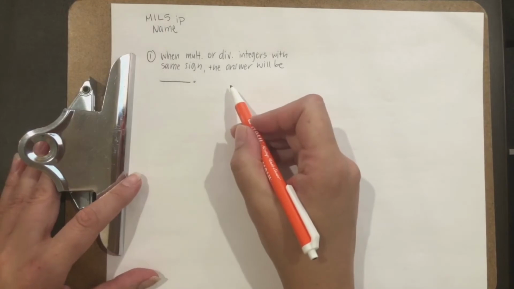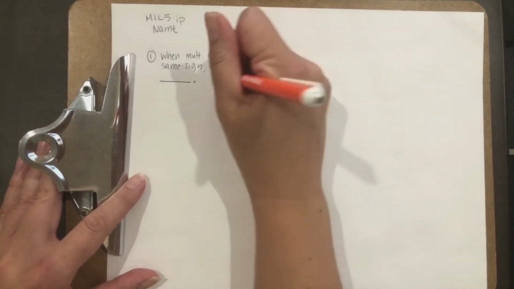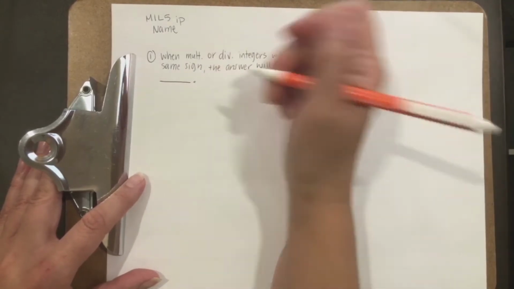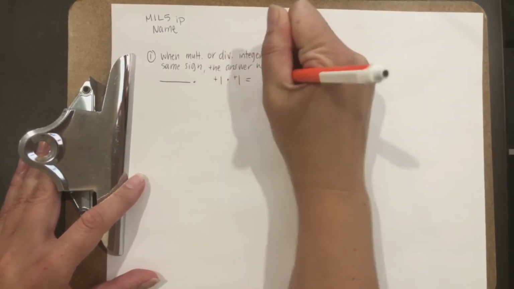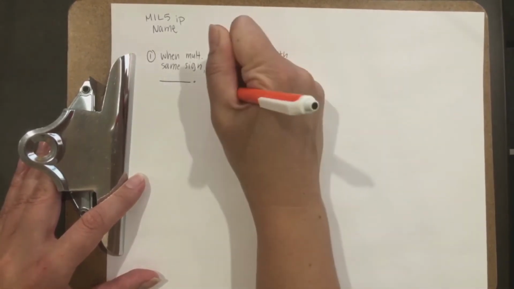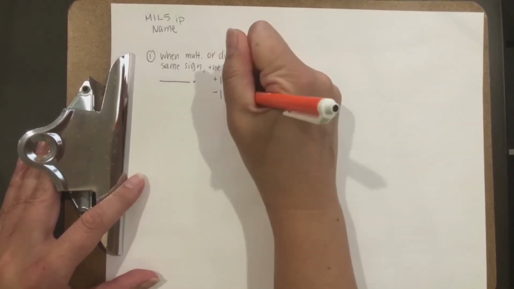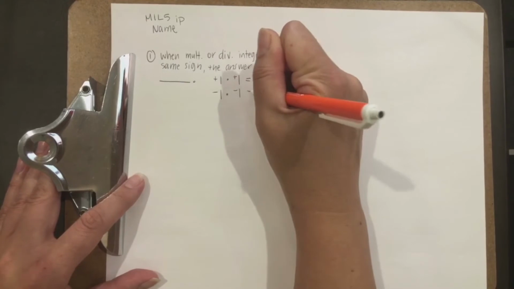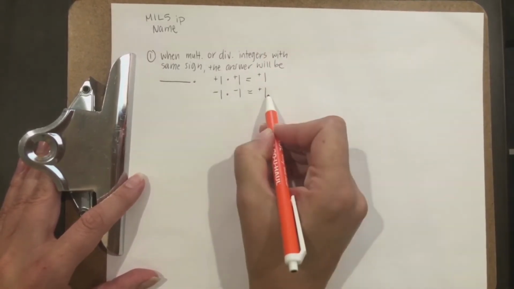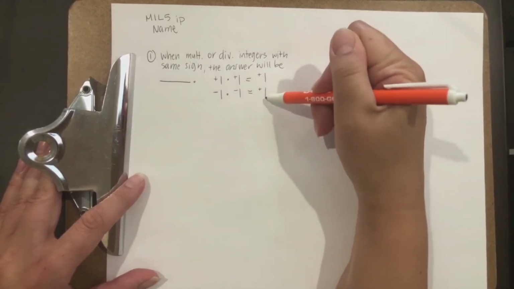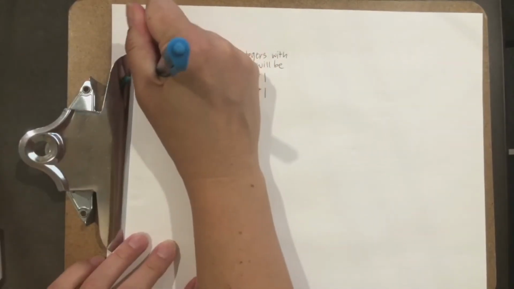So you can look back in the lesson or you can just write it out right here with me. If we multiply, let's just use ones. If we multiply positive 1 times positive 1, we get positive 1. We're looking at same sign. If we're looking at negative 1 times negative 1, our answer is going to be positive 1. A negative times a negative is positive. So in both of these situations, the answer will be positive. So that's our answer, positive.